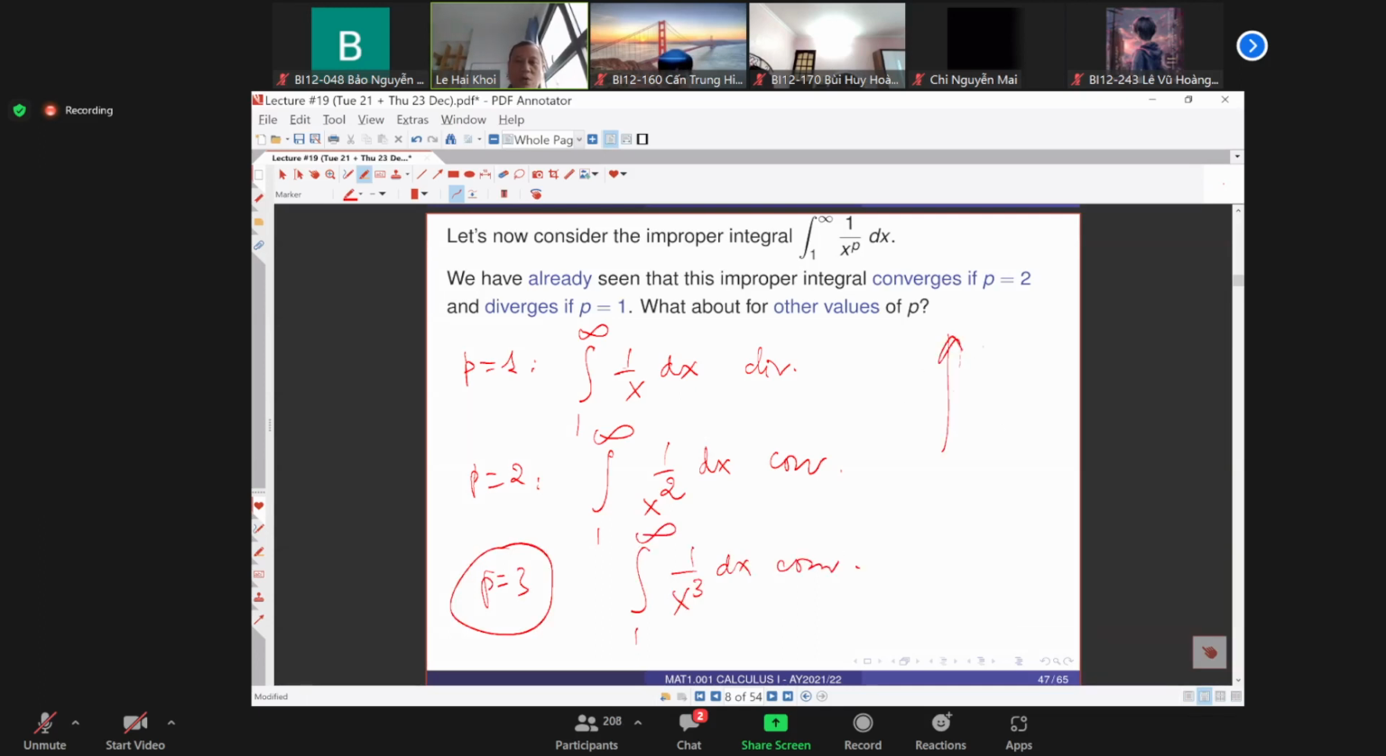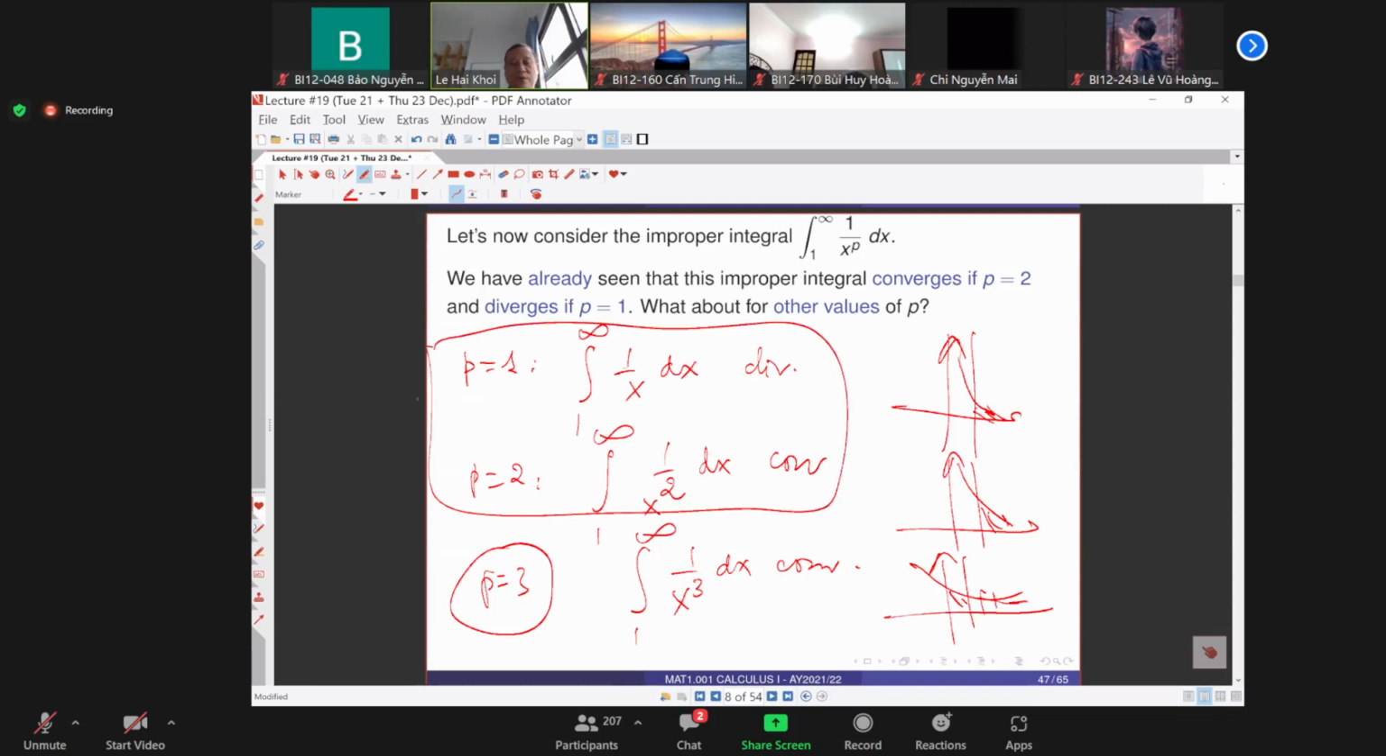Remember, when we talked about that, we talked about the area of this infinite region. So at least we already mentioned these two cases and proved them from the beginning when we introduced the improper integral. The question is, how about other values of p? For what p do we have convergence, and for what p do we have divergence?